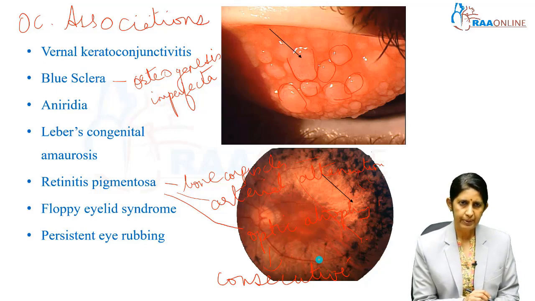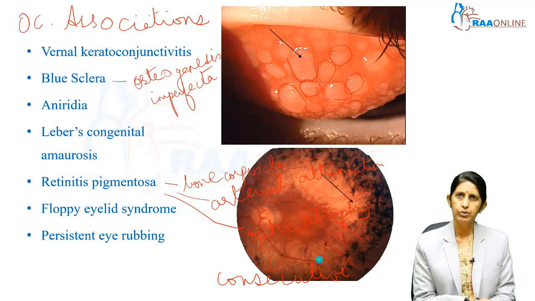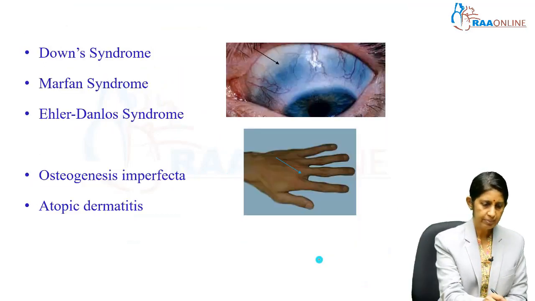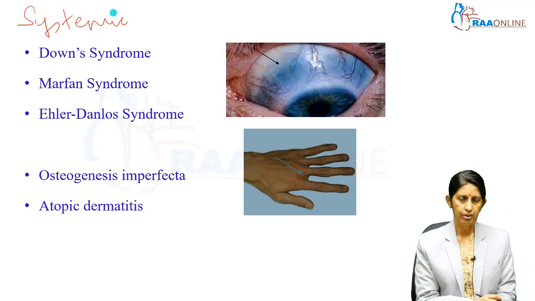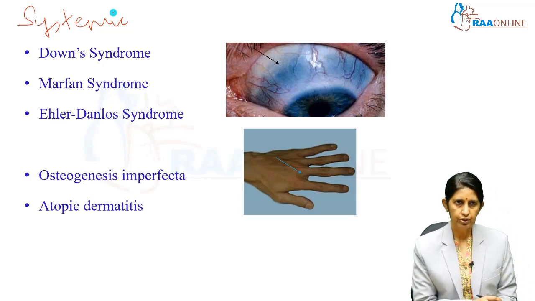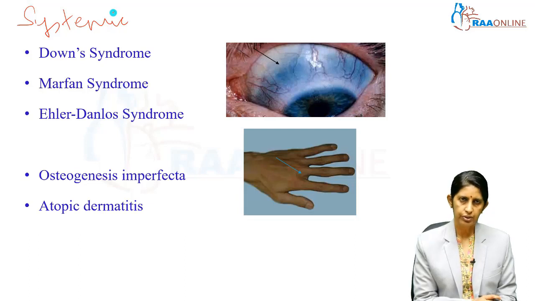In floppy eyelid syndrome, keratoconus is again an association, because these patients also have the tendency to rub their eyes. The tarsus in these patients allows the eyelid to evert very easily, resulting in papillary conjunctivitis, and any cause, for that matter, of persistent eye rubbing can predispose a patient to keratoconus. So among the systemic associations, we have some definite diseases. Systemic associations commonly are Down syndrome, Marfan syndrome, Ehlers-Danlos syndrome, osteogenesis imperfecta, and atopic dermatitis. So these are the five very frequently associated causes of keratoconus.